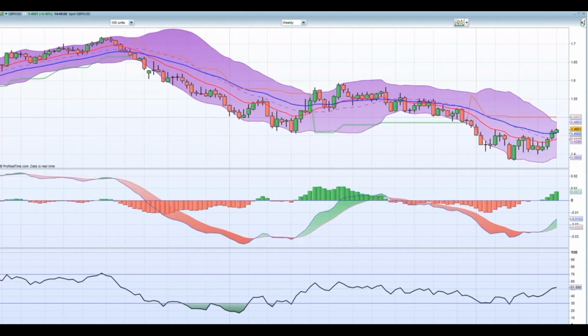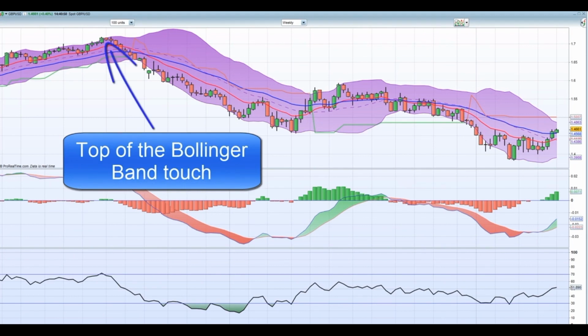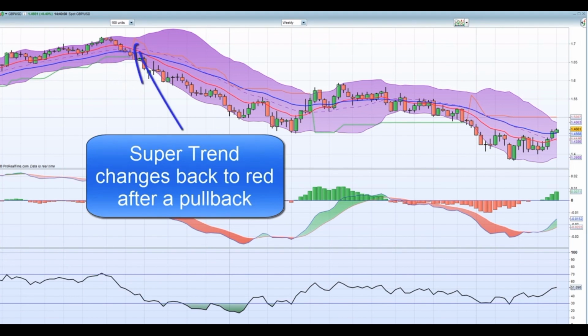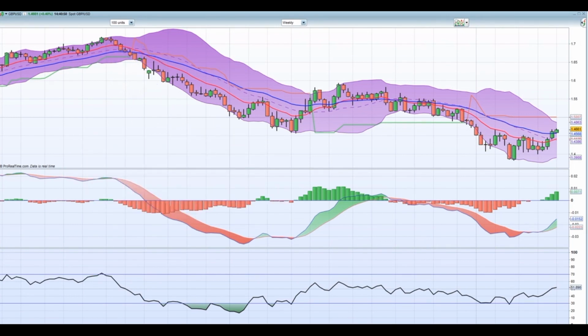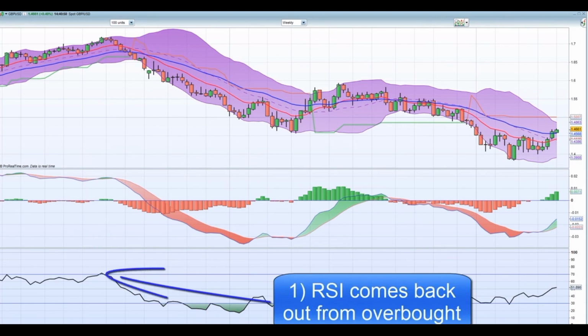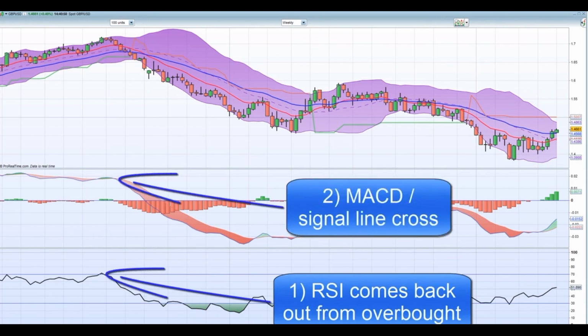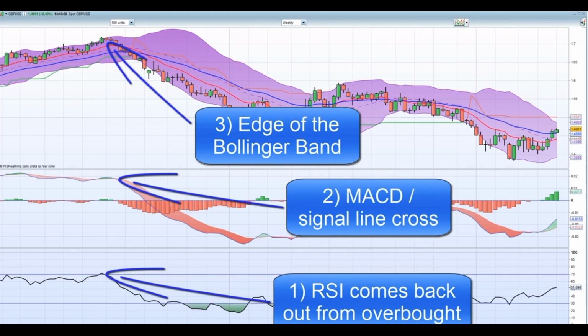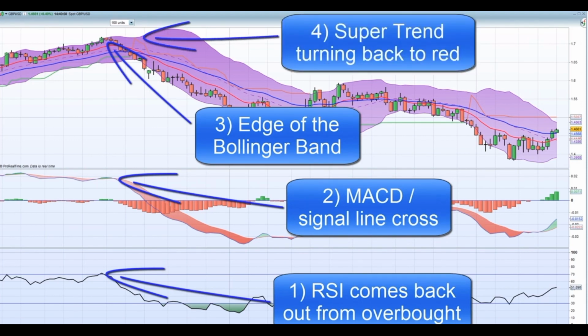In addition to the RSI and MACD signals, we can add further confluence to this trade with a Bollinger Band and the super trend indicator. We can see the market has hit the top of the Bollinger Band here, but we could also wait for the super trend indicator to change red here before taking the short trade. So now we have the confluence of 4 indications. We have an RSI coming back out of overbought, we have an MACD cross, we have the market going to the edge of one of the deviations on the Bollinger Band, and we also have the super trend turning back to red.